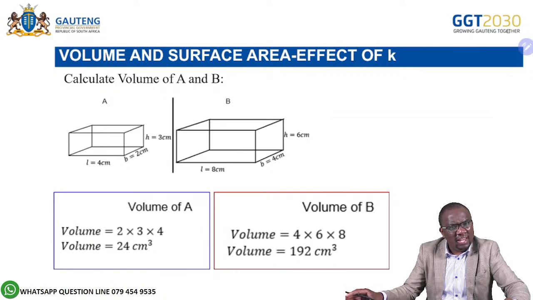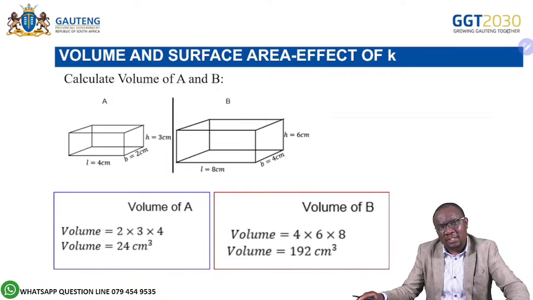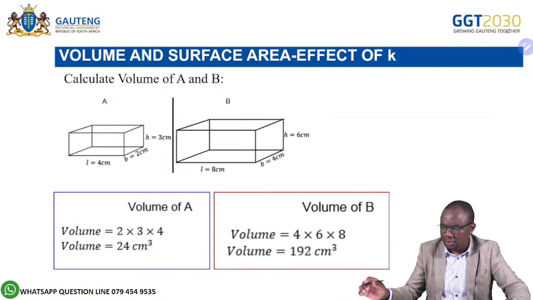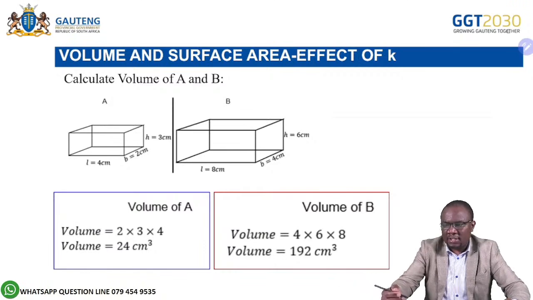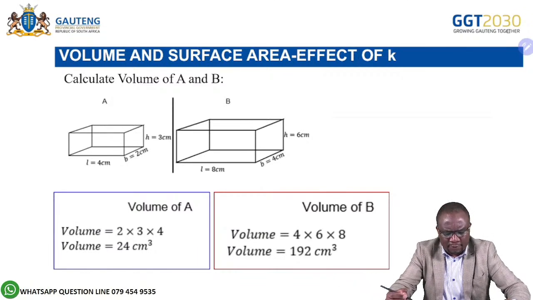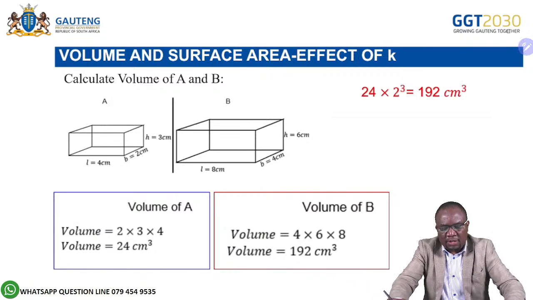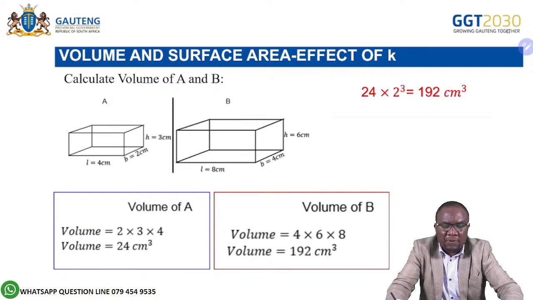So it means if you multiply the volume of A by 8, we'll get 192. And then 8 is what as an exponent, in exponential form? Or as a product of its prime factors, it is 2 times 2 times 2, isn't it? Which is 2 cubed. You see that? So if we multiply 24 by 2 cubed, we'll get the volume of prism B.